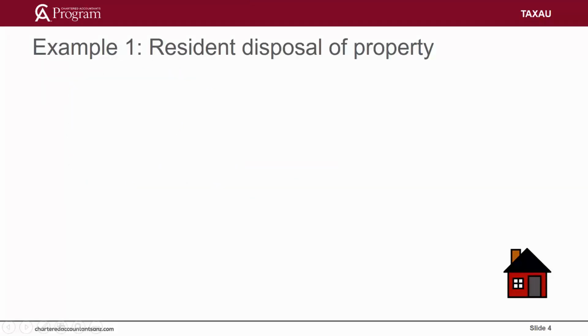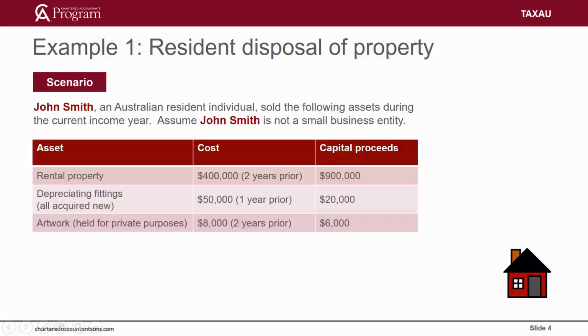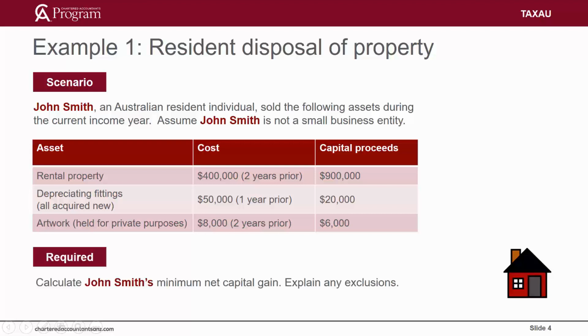So let's consider an example for a resident taxpayer. In this example, John, an Australian resident taxpayer, sold some assets during the current income year and is not a small business entity. The assets disposed of are a rental property held for a number of years and sold at a profit of $500,000, depreciating fittings within the rental property that were all acquired new and sold at a loss of $30,000, and a non-depreciating artwork held for private purposes that was sold at a loss of $2,000. You are required to calculate John Smith's minimum net capital gain and explain any exclusions.